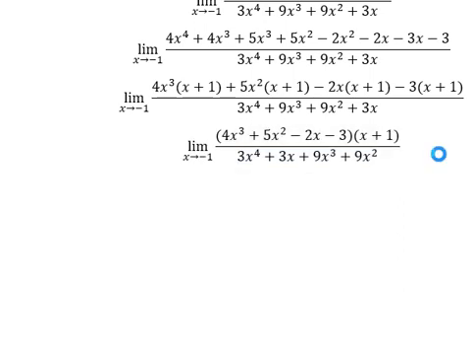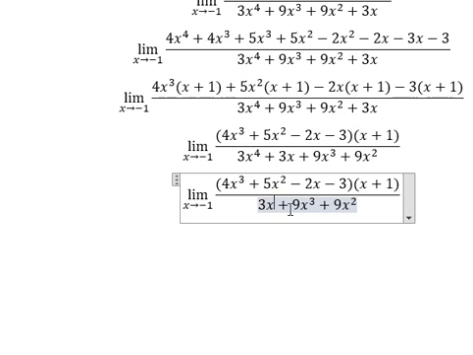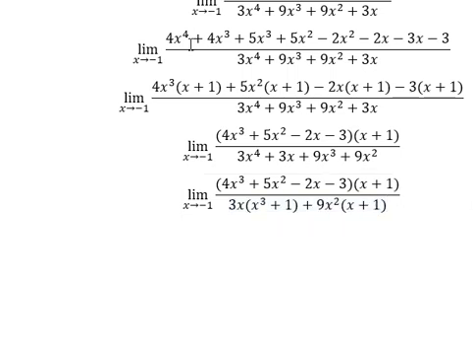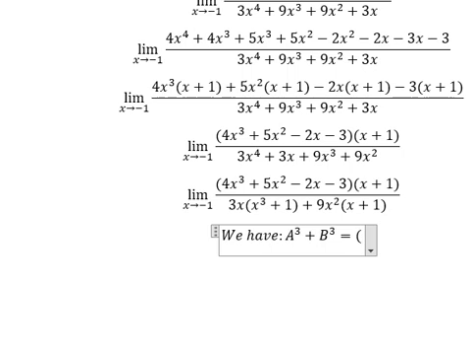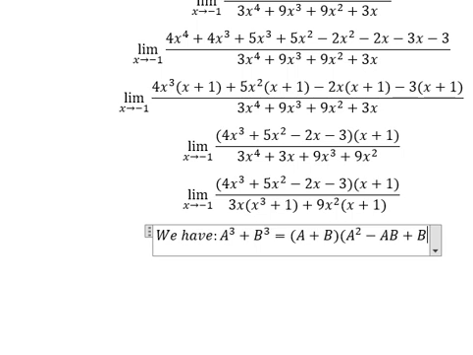So we can do factorization by 3x. This one by 9x squared. Now we have the formula in here. So that is a plus b multiplied by a squared minus ab plus b squared.